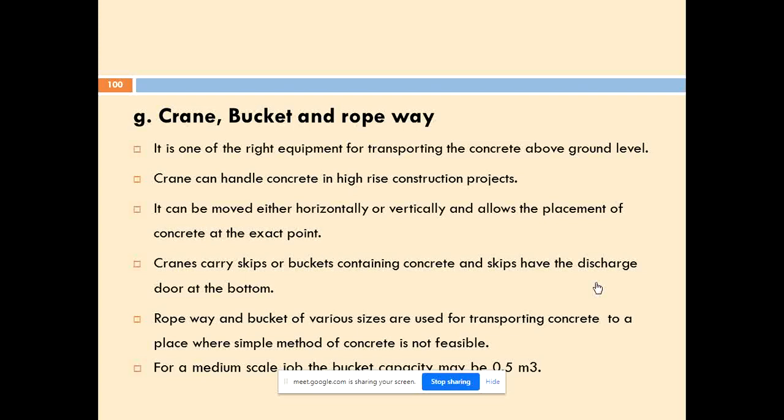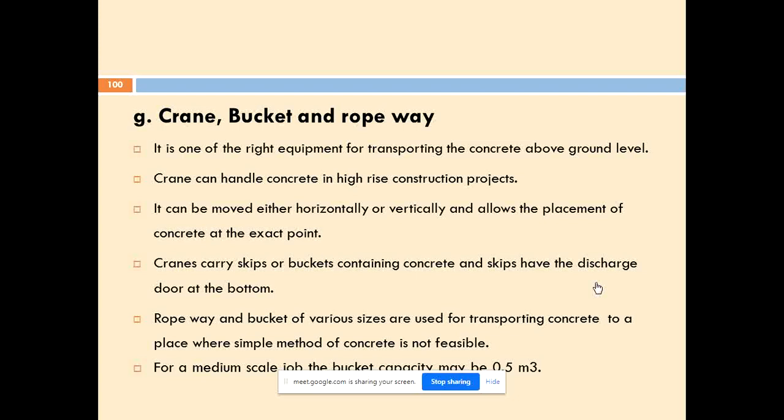For a medium scale job, the bucket capacity may be 0.5 m cube. Okay, so for medium size, the maximum capacity of the bucket will be 0.5 meter cube. Here the mixing will be done at a convenient place, or at the piers or at the abutments.